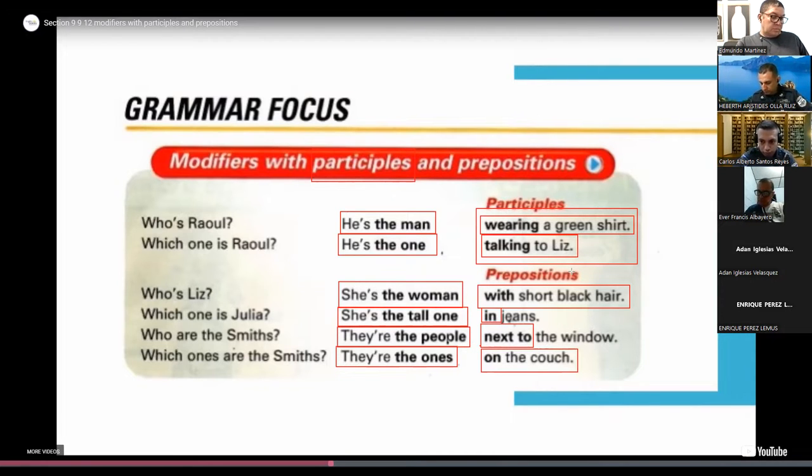Entonces, es lo mismo, estás en un lugar abierto y alguien no conoce a nadie. Entonces, le decís, no, es el que está haciendo tal cosa. Esa acción se va a describir con ING. Es el que está viendo televisión, es el que está sentado en el sillón, el que está parado en la entrada. Entonces, para mañana pensemos en diferentes maneras de utilizar esto, ¿ok?